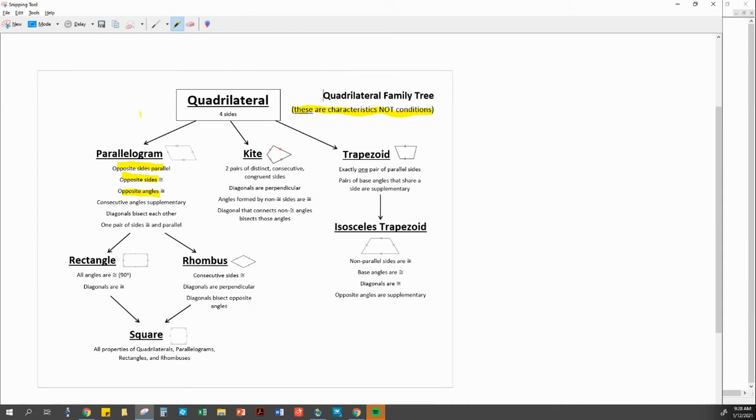So if you're looking at this family tree, all right, the grandfather is called quadrilateral. As long as we have 4 sides, we're talking about all of these shapes here, all right? We progressed on to a parallelogram.